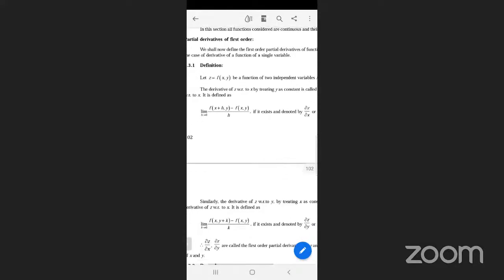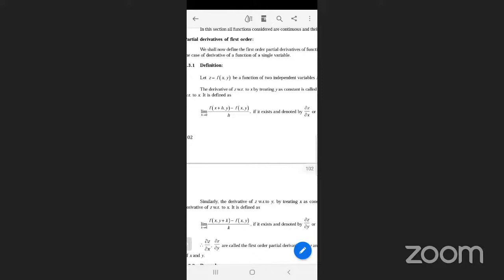Then differentiation. I finished the limits definition on two variables and the continuity definition on two variables. Similarly, the differentiable definition on two variables. What is the differentiable definition on a single variable? Limit h tends to 0 of (f of x plus h minus f of x) by h exists, then we can say f of x is differentiable. That is the definition on a single variable. The same definition we apply on two variables.